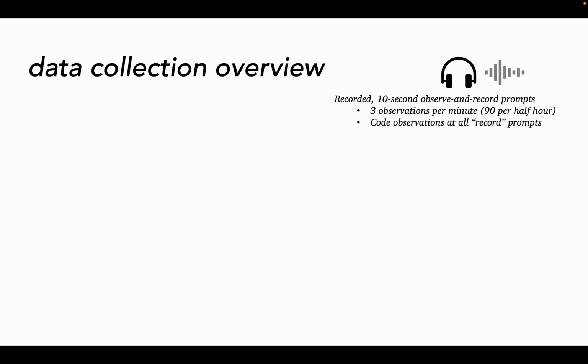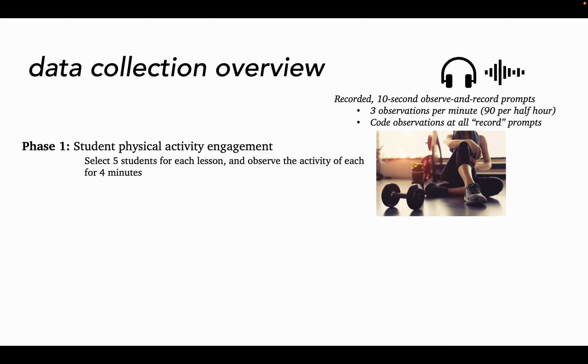Data collection for SOFIT is driven by a timed audio recording, which data collectors listen to while observing. The audio recording prompts you to enter information at specific times so that you're systematically recording information over the course of a whole class. These observations are divided into three phases. First, you'll observe student physical activity levels by observing 5 students one at a time. Whether they're resting, vigorously playing a sport, or walking to warm up or cool down, you'll note that.